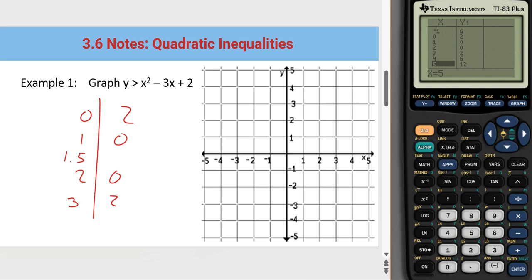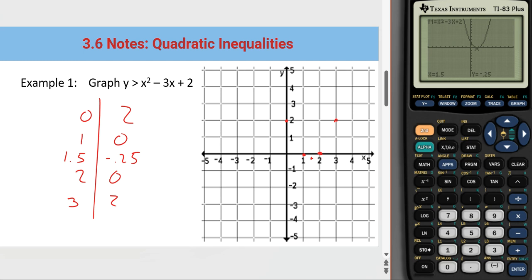If I really wanted to get that vertex point, knowing that it's going to be at 1.5, I could say, oh, that's at negative 0.25. Then I'm going to plot my points like I would for a normal equation, and I'm going to graph it.